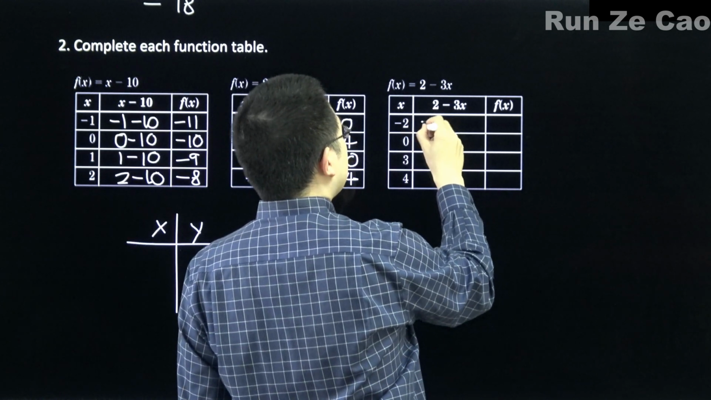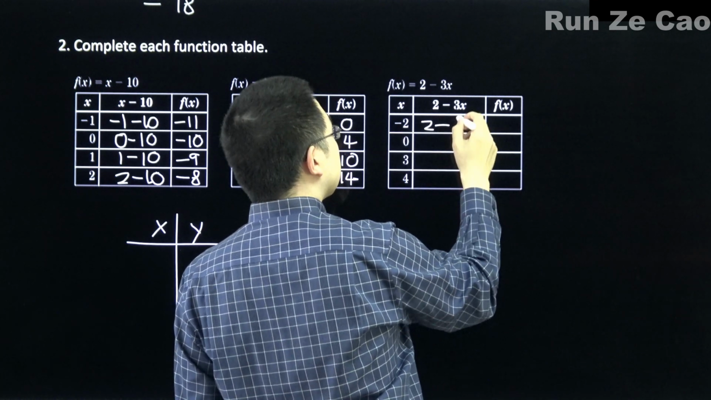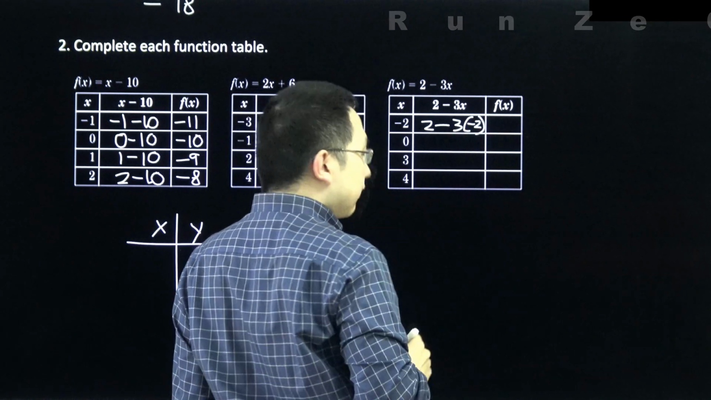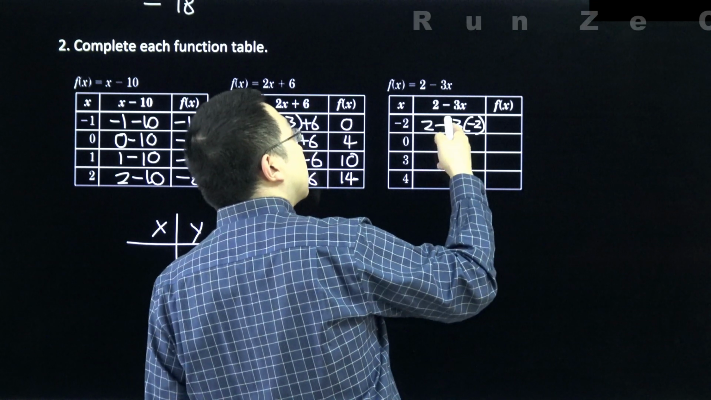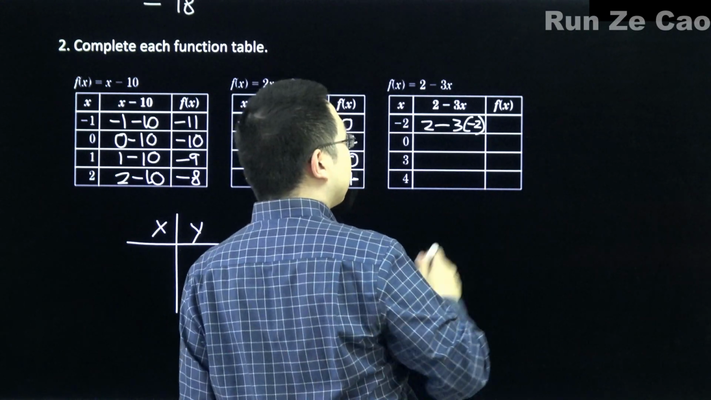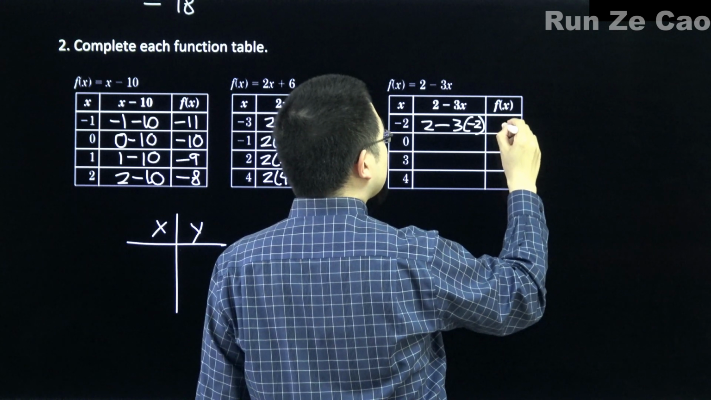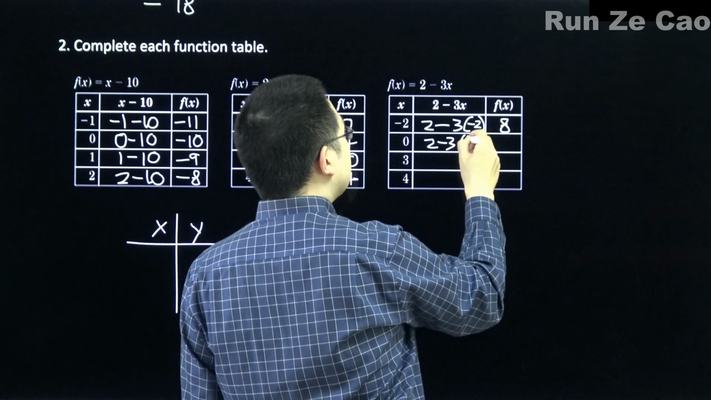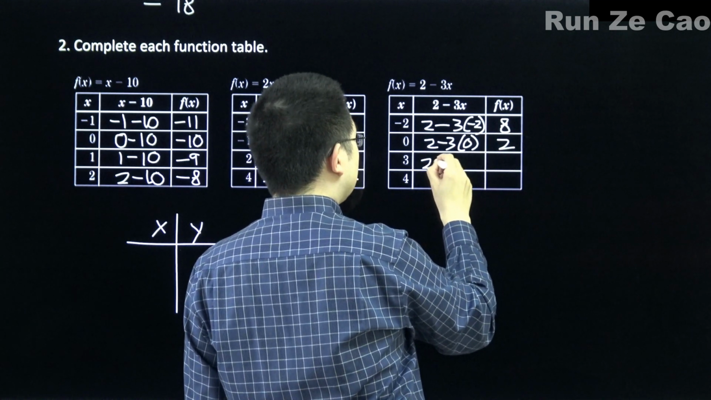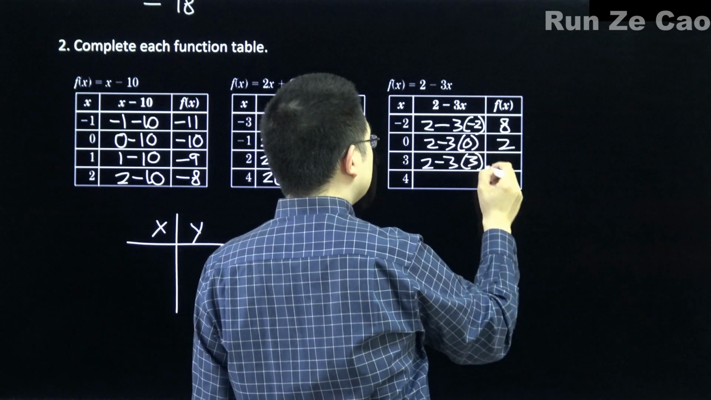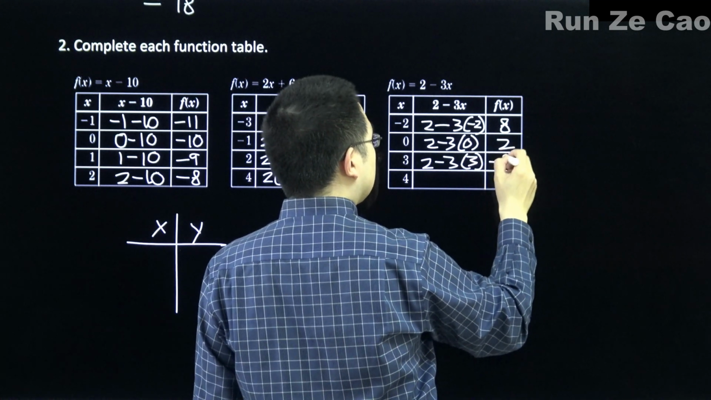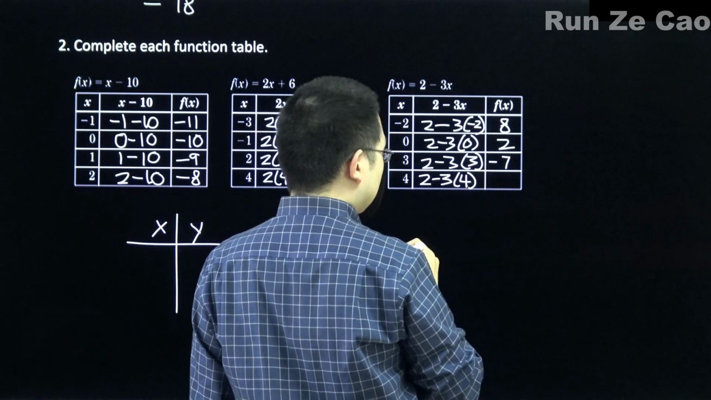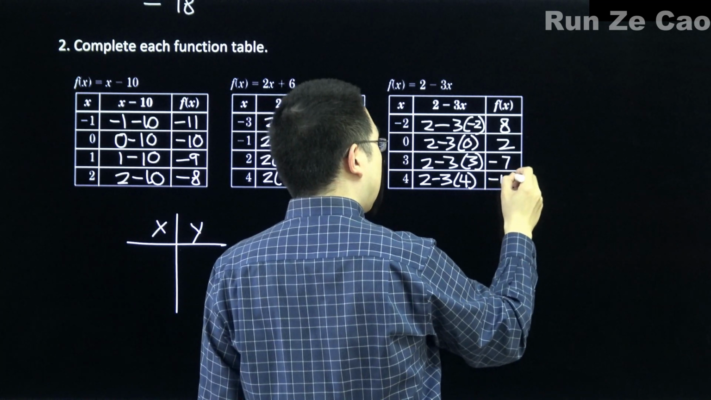2 minus 3x, well, here it was x equals -2. So -2. Minus 3 times -2, well, that's minus -6, or plus 6. Therefore, this would be 8. 2 minus 3 times 0 is going to be equal to 2. 2 minus 3 times 3 is going to be 2 minus 9, or -7. 2 minus 3 times 4 is going to be 2 minus 12, which is -10.